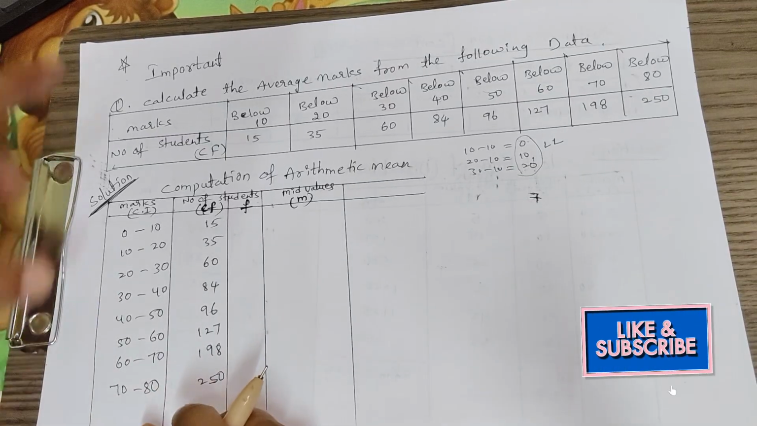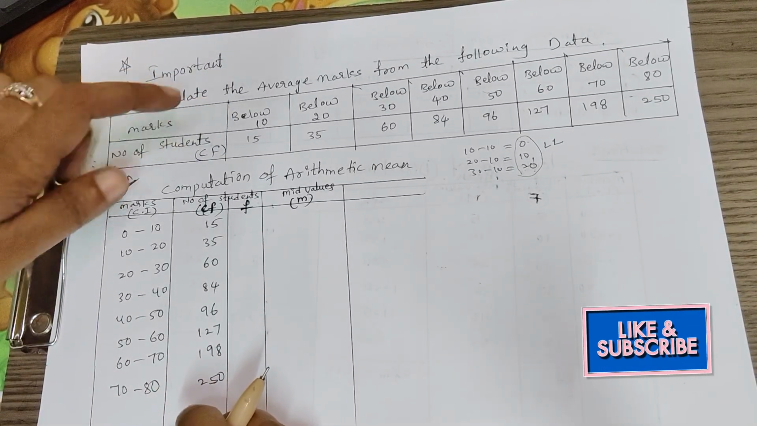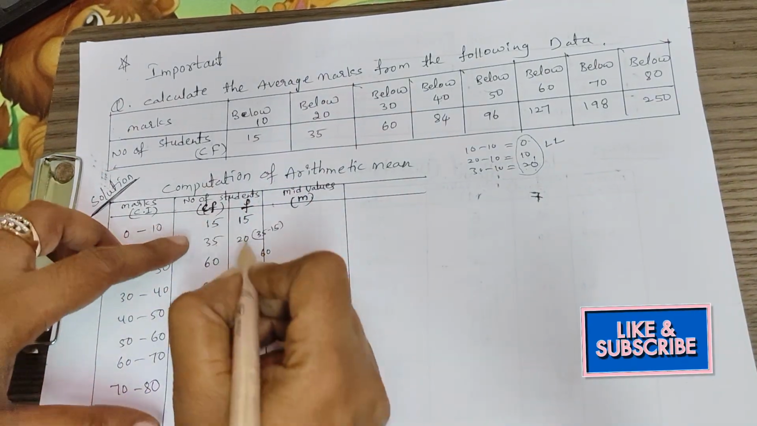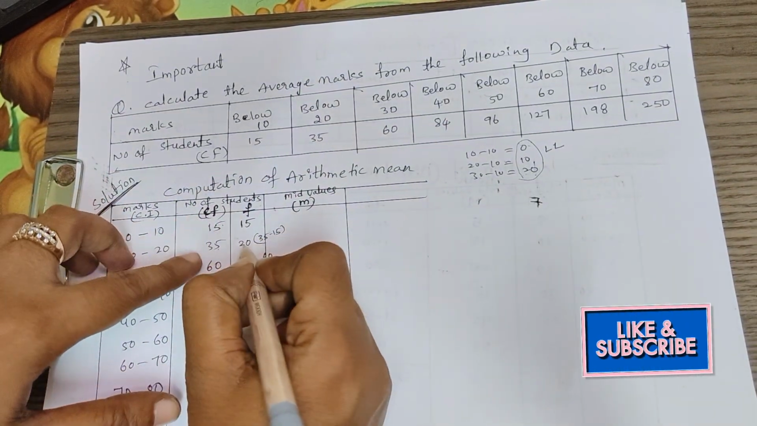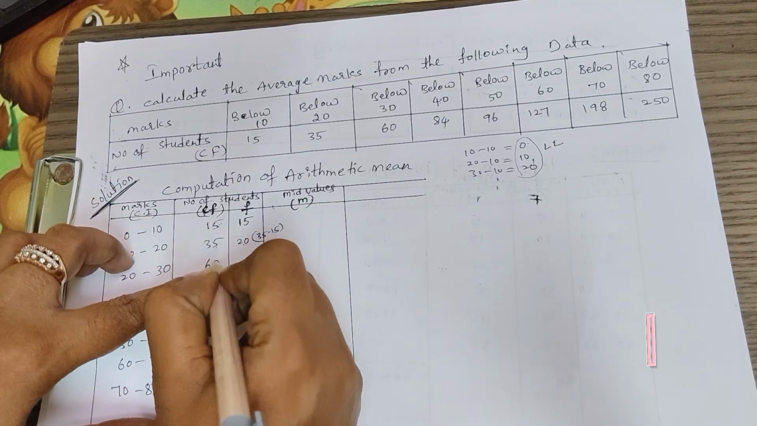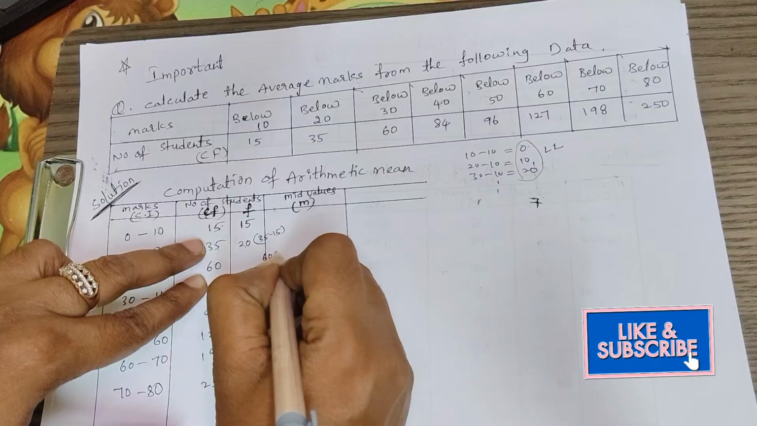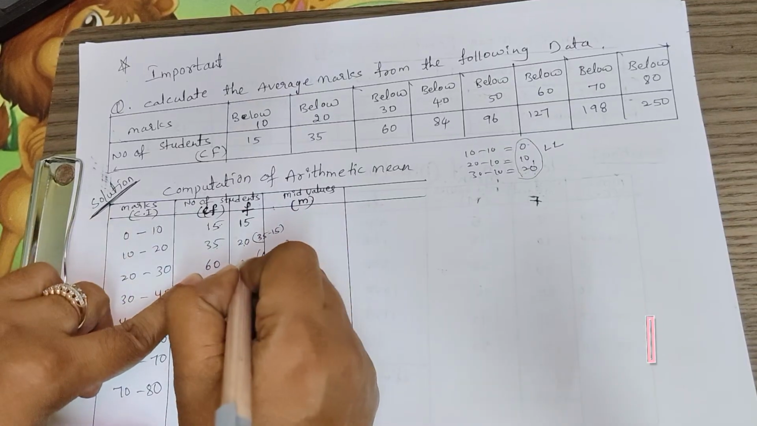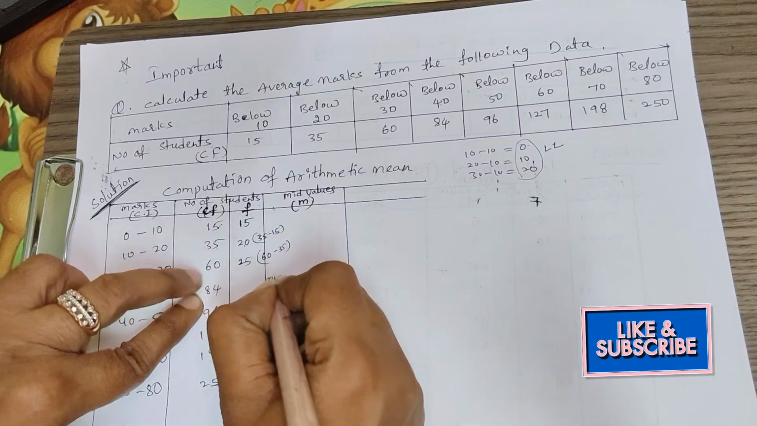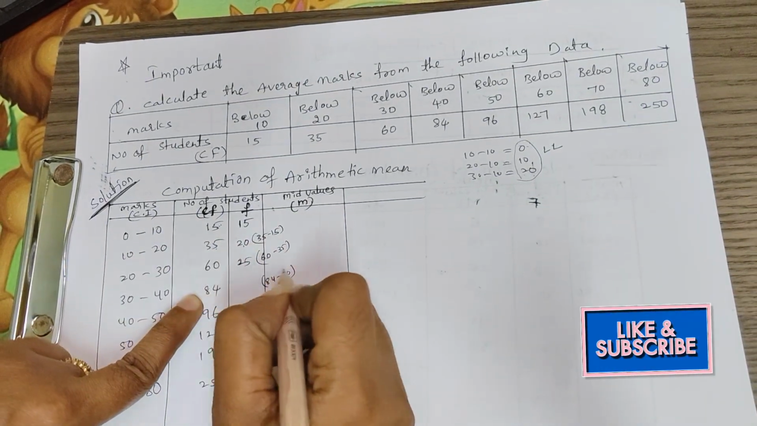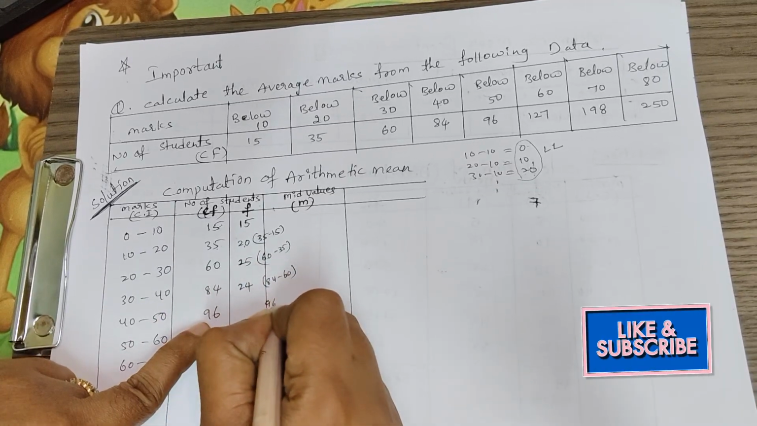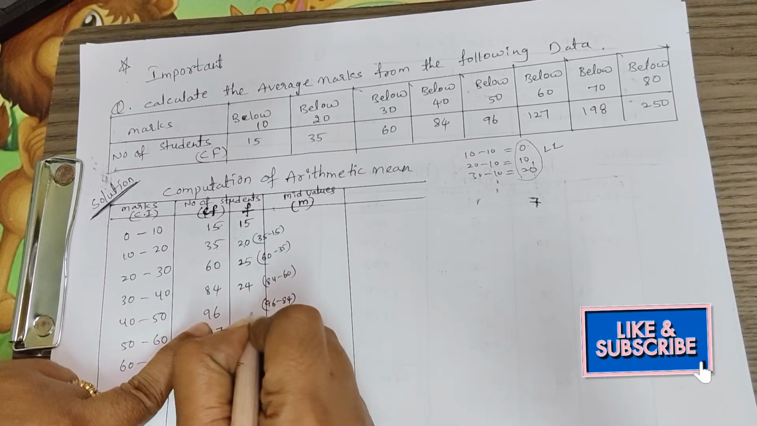Let's see. If it is a below method or less than method, the first value should be as it is. And then current value minus preceding value. 35 minus 15 will get 20. Then current value is 60, preceding value 35, so the value here is 25. Next, 84 minus 60, current value minus previous value. So what is the value now? 24. 96 minus 84, 12.